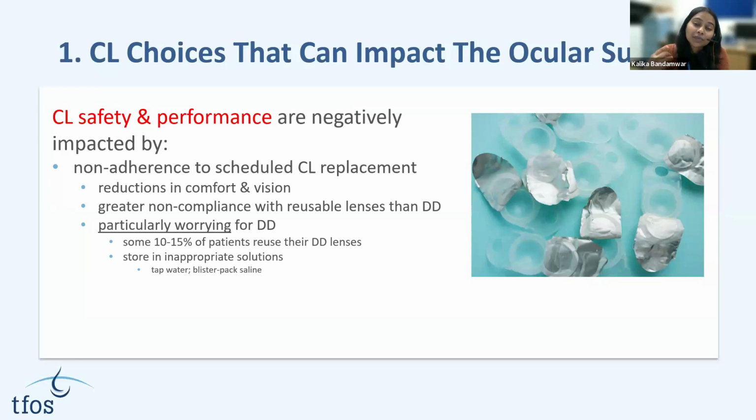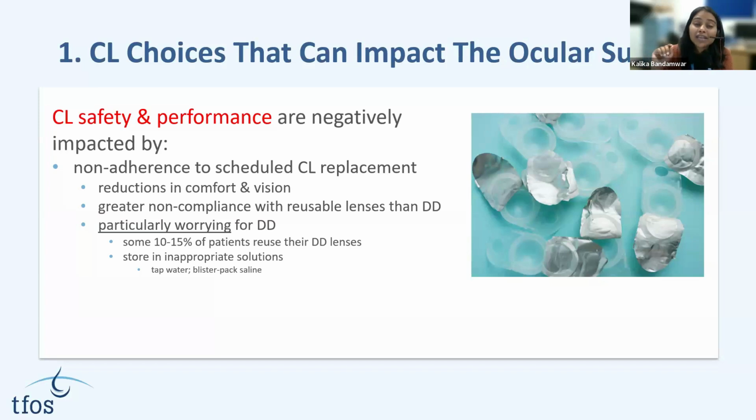As a clinician, what we can do here is to remind them of all the rules that we expect them to follow with their contact lens, so they will have a safer and healthier ocular surface and contact lens wearing experience. What has been found is that up to 10 to 15% of these patients reuse their daily disposable lenses as well. And that is obviously not recommended or healthy. The lenses are not designed for reusing.